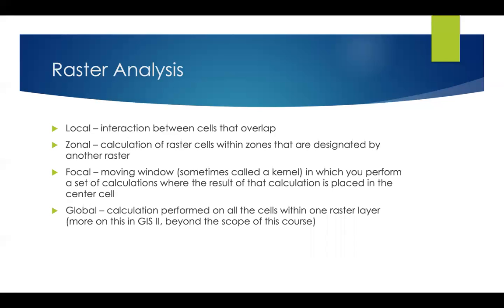So let's go over these again. Local is the interaction between cells that overlap. Zonal is a calculation on the raster cells within zones that are designated by another raster or a polygon dataset. Focal is a moving window, sometimes called a kernel, in which you perform a set of calculations where the result of that calculation is placed in the center cell. And finally, global is a calculation performed on all the cells within one raster layer. More on that in GIS 2, which is beyond the scope of this course.